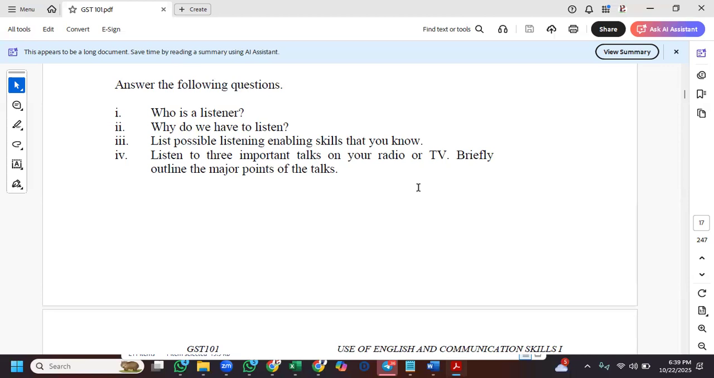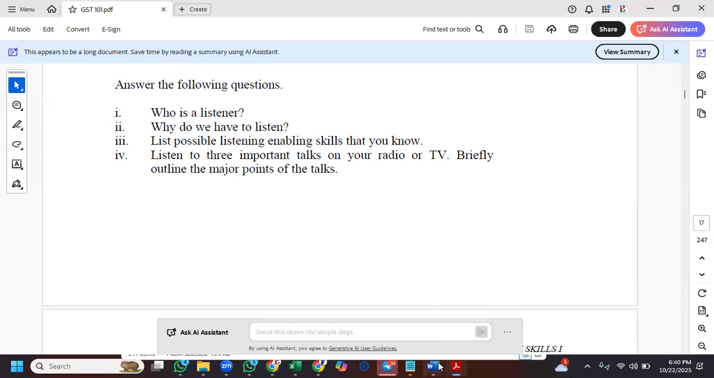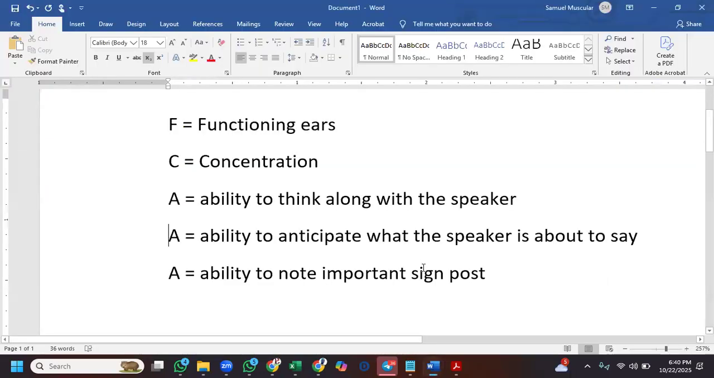Sorry, sir, can I say something concerning her question? She's trying to ask because you said the second listening enabling skill is concentration. So that's what she's trying to ask. Okay, the second is concentration now. The first one is functioning ears. FC triple A. We have it on our Microsoft; you can still check it. One, two, three, four, five. We have five of them. Three and four are very close to each other. They mean almost the same thing.